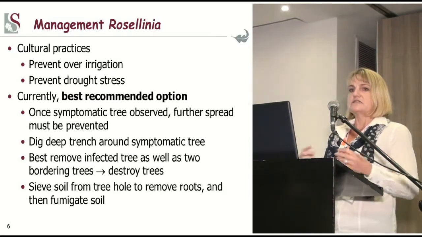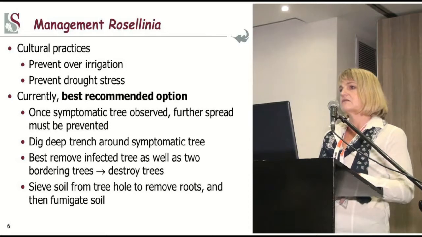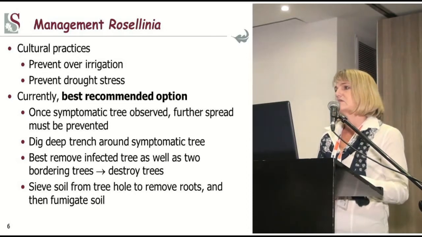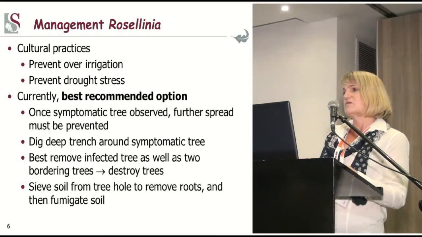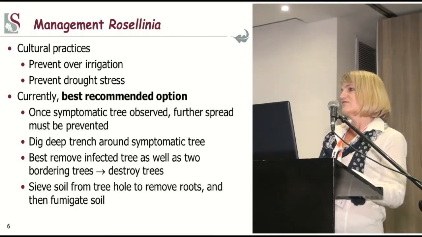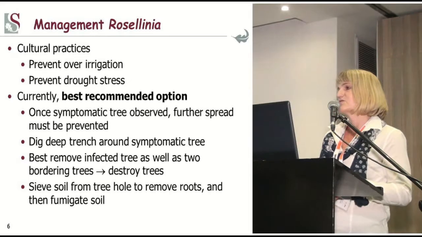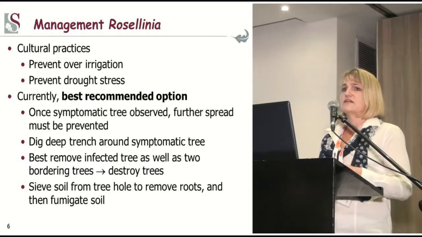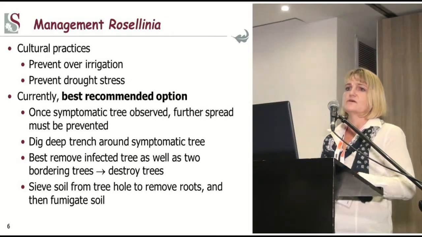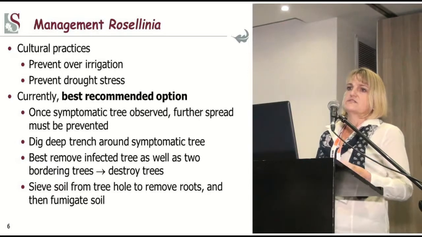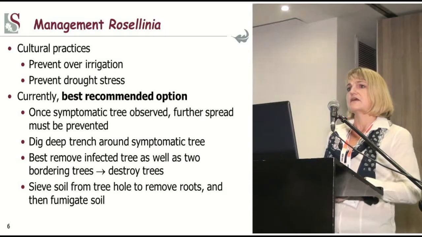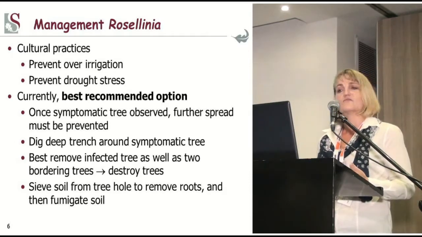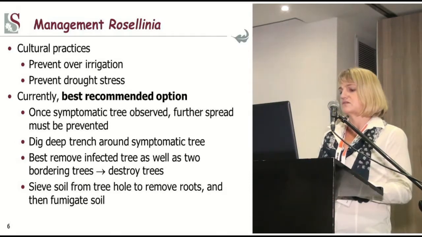And you basically need to dig a trench around that tree and make sure that you remove all of the soil. You can either then sieve the soil, or you need to import soil from a different area from your farm. And specifically make sure that if you remove the soil, there's a lot of roots that still contain the pathogen, that you then dispose of it in an area where it will not recontaminate your orchard.